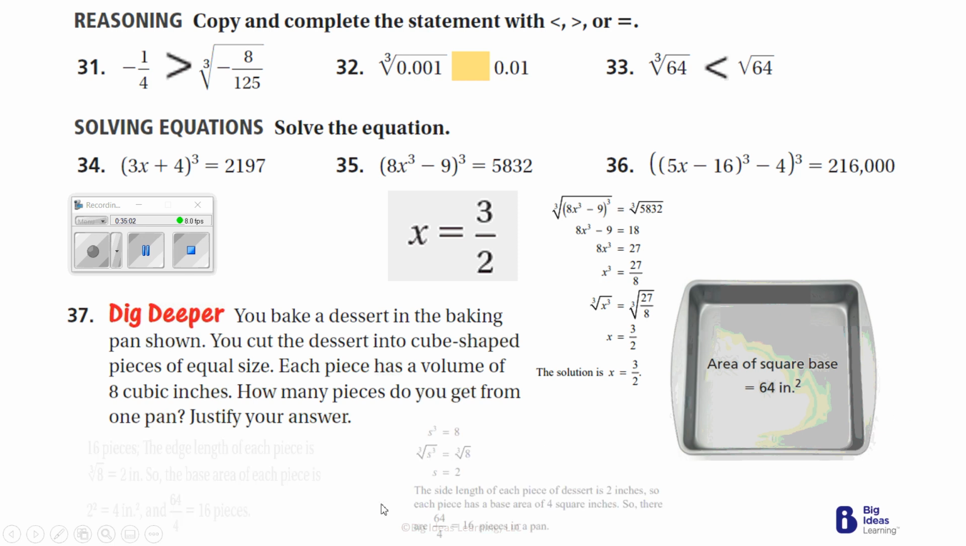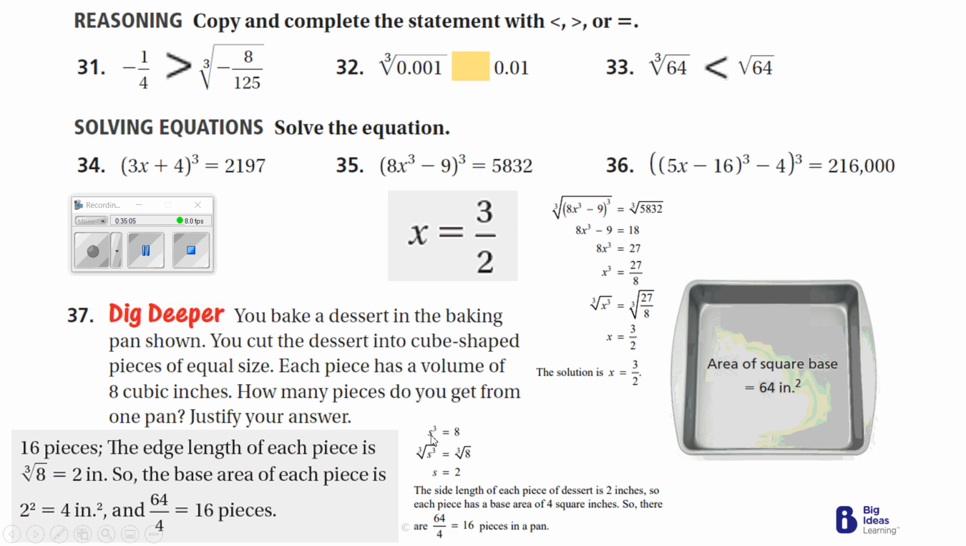All right. Well, if we do this, remember, this is going to be S cubed, because we're talking about cubes. This is the area of the square base, right? And it says, how many pieces do you get? You cut the dessert into cubes, that's going to be cubed, 3 sides, and they're all going to be the same length. So that's going to equal 8. Why did we say 8? Well, because it says each piece has a volume of 8 cubic inches.